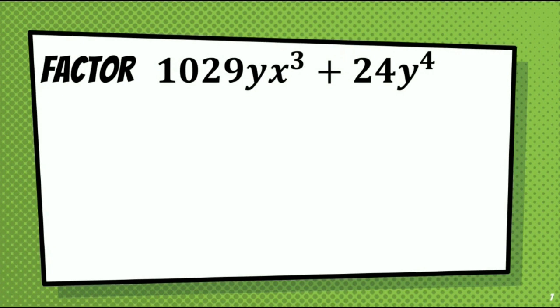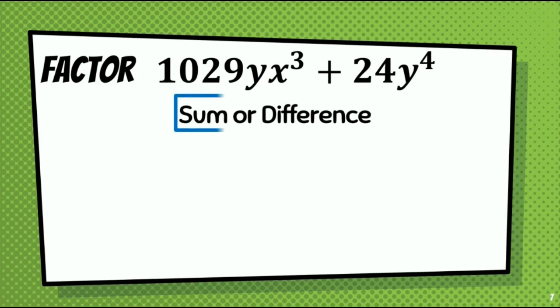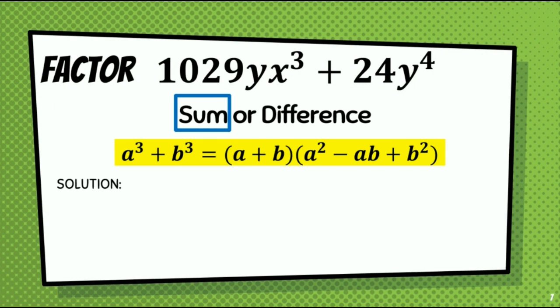Factor 1029yx cubed plus 24y to the 4th power. Is it sum or difference? It is sum. Let us show the solution.